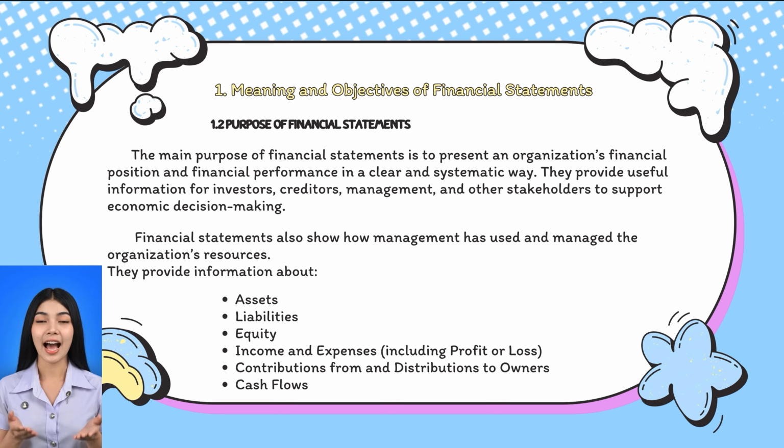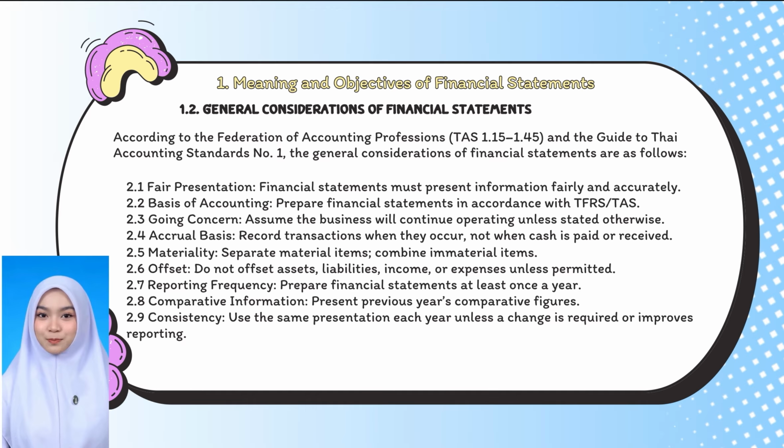Now, let's discuss what makes up a complete set of financial statements. A full set includes: 1. Statement of financial position. 2. Statement of profit or loss and other comprehensive income, OCI. 3. Statement of changes in equity. 4. Statement of cash flows. 5. Notes to the financial statements. 6. Comparative information from the previous period. 7. An opening statement of financial position, if retrospective adjustments occur.